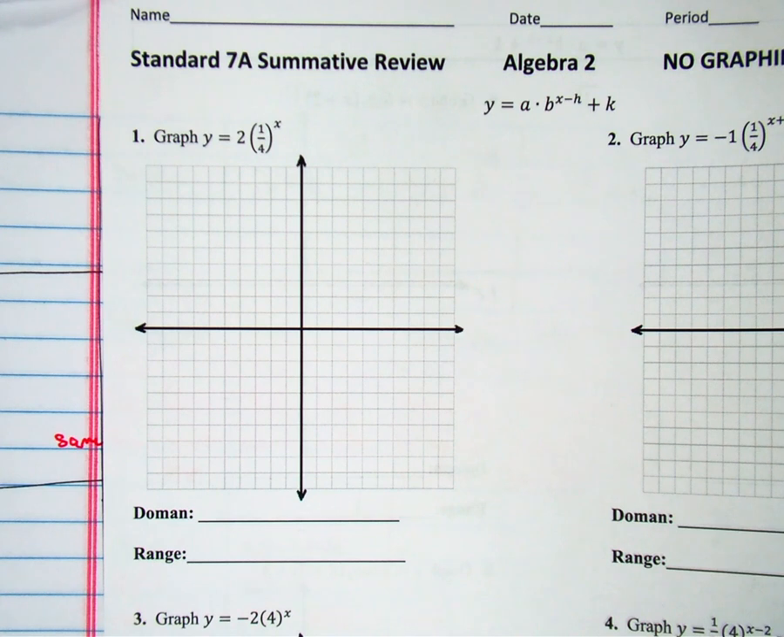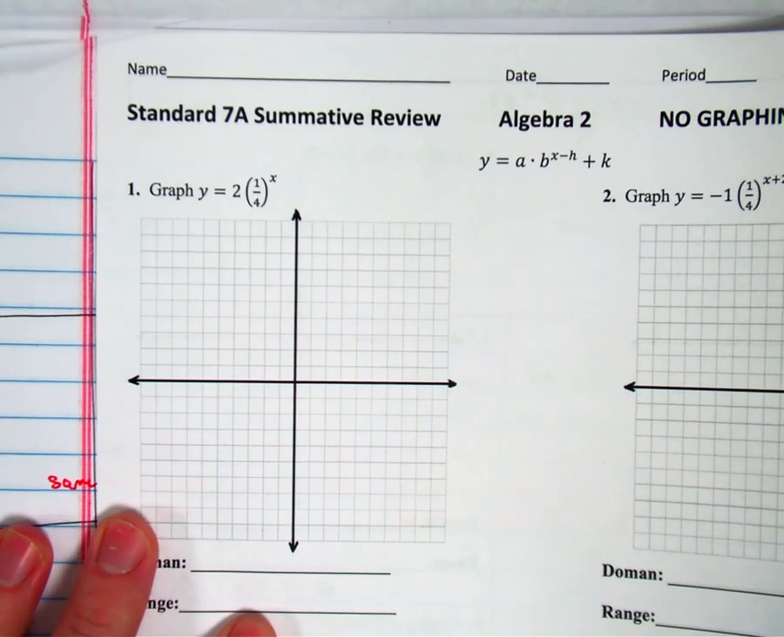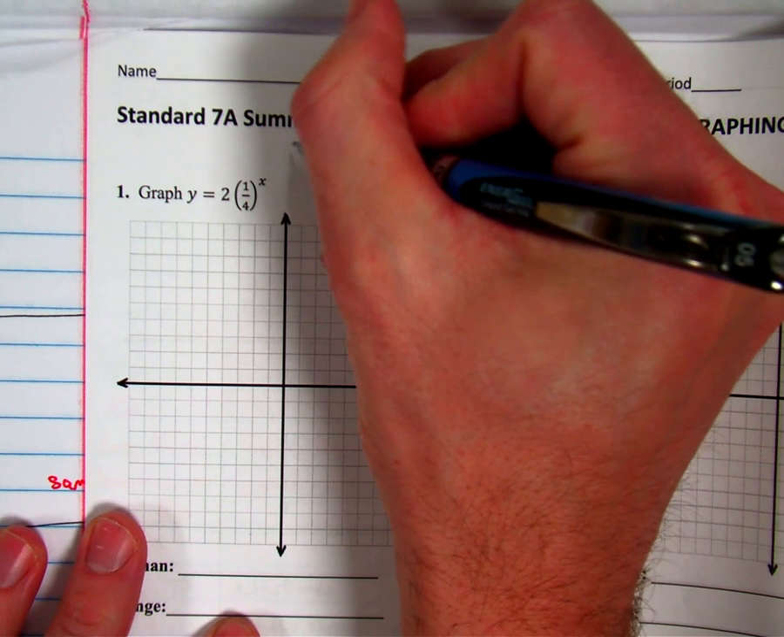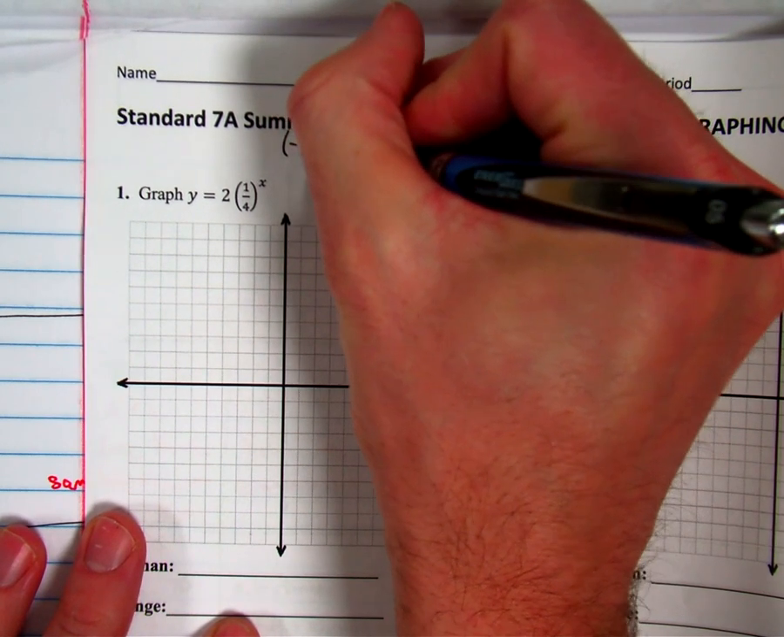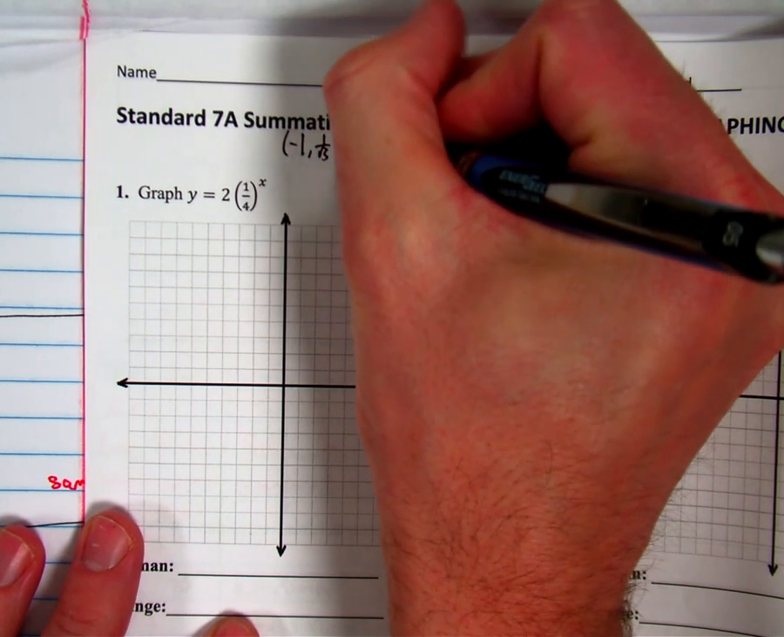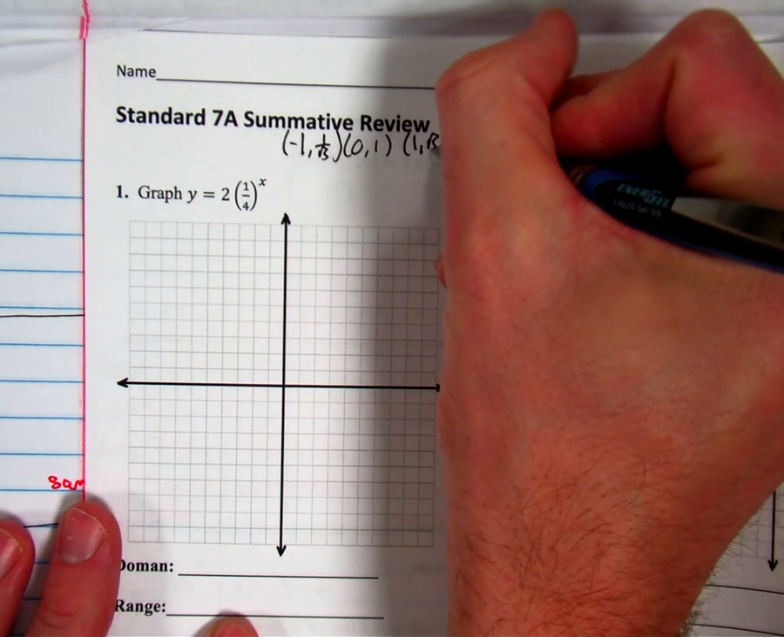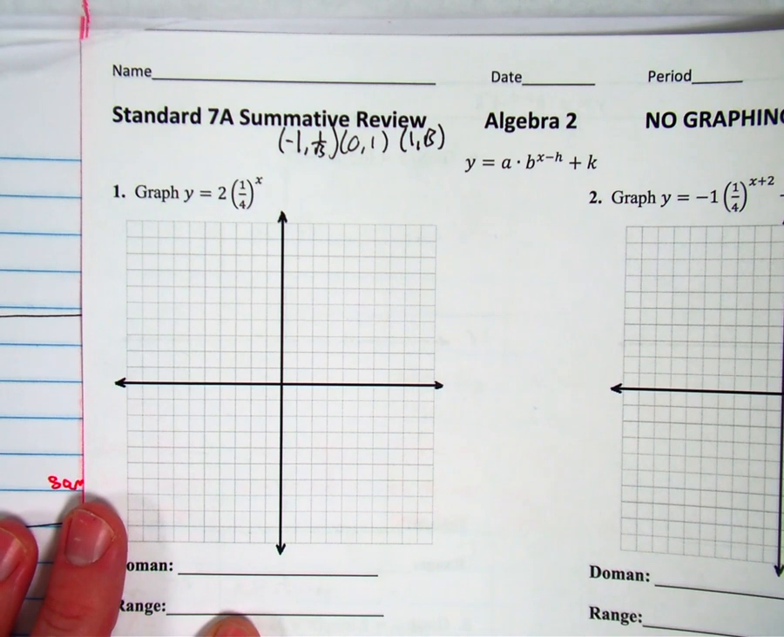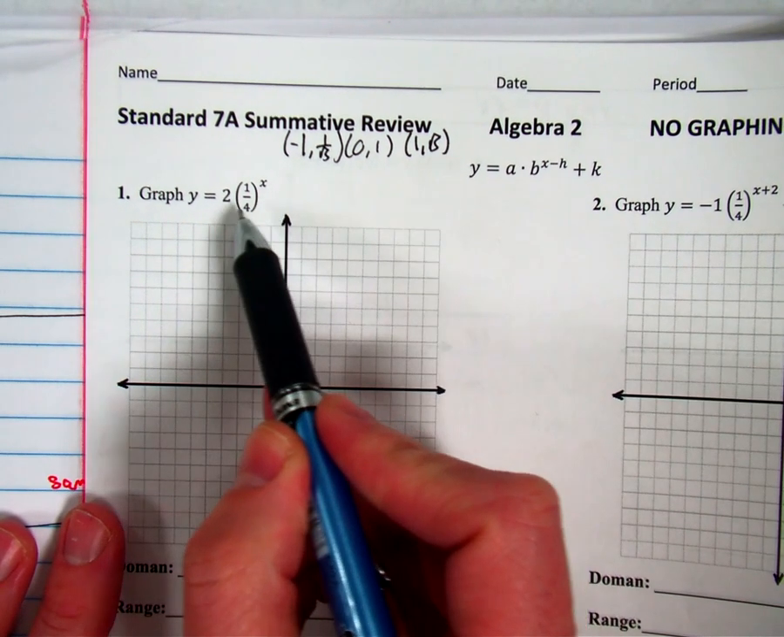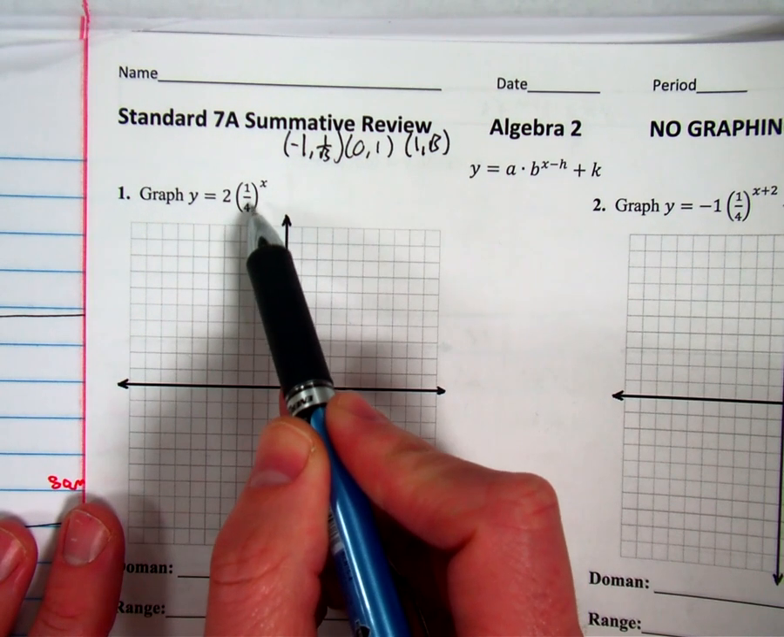Here we are with your 7A Summative Review. Let's check it out. Front side is exponential equations. And our points pattern for exponentials is -1, 1 over b, 0, 1, 1, b. What is our b number? The base of our exponent is 1/4.